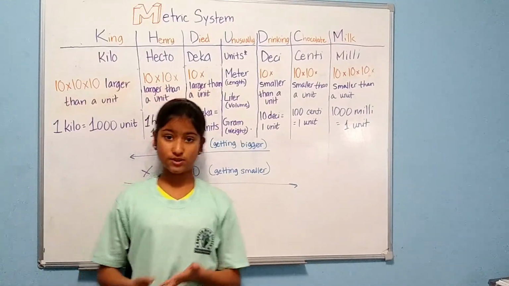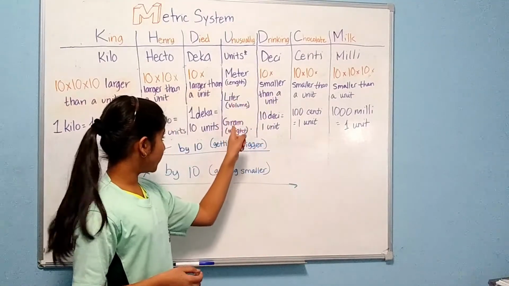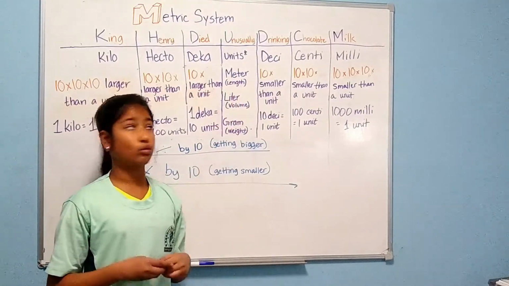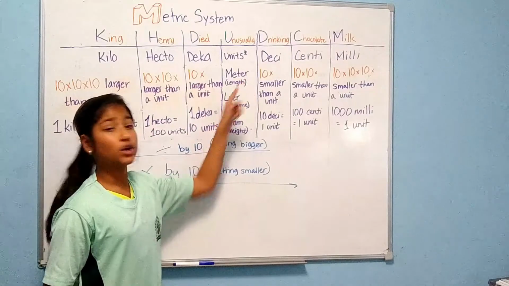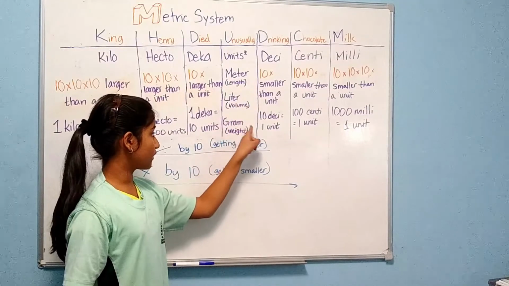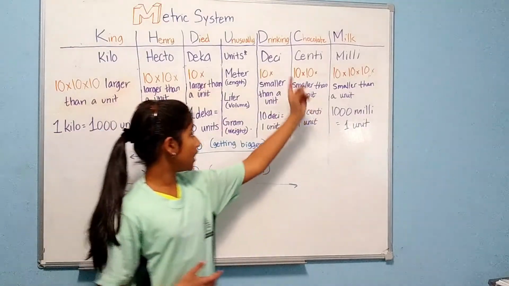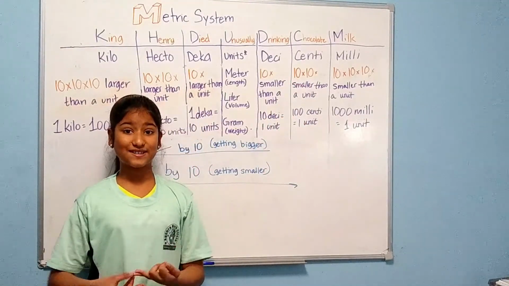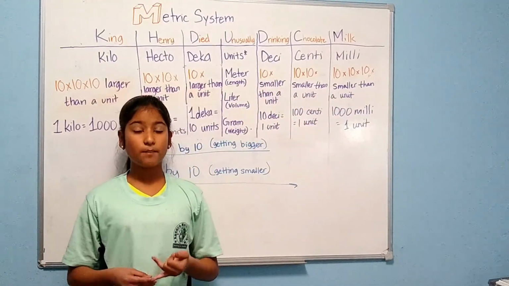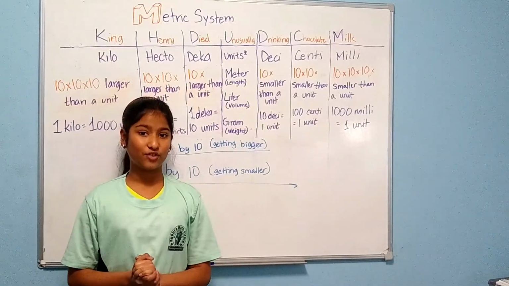So now let's go over the measurements for each. In kilo, you can do kilometer, kiloliter, or kilogram. For hecto, you can do hectometer, hectoliter, hectogram. For deca, decameter, decaliter, decagram. So for each one, you just add meter, liter, or gram. For deci, it's going to be decimeter, deciliter, or decigram. For centi, it's going to be centimeter, centiliter, and centigram. And for milli, it's going to be milliliter, millimeter, and milligram. So now you know about the metric system and the metric conversions.